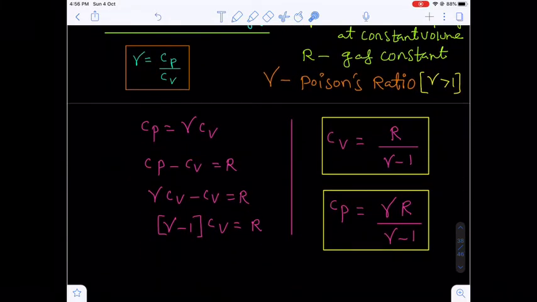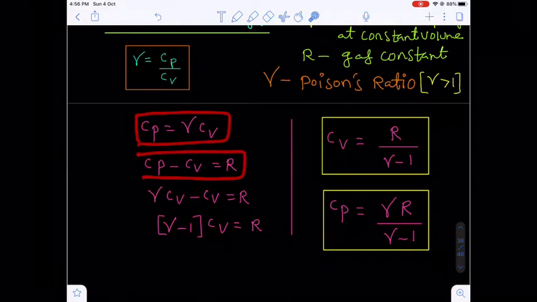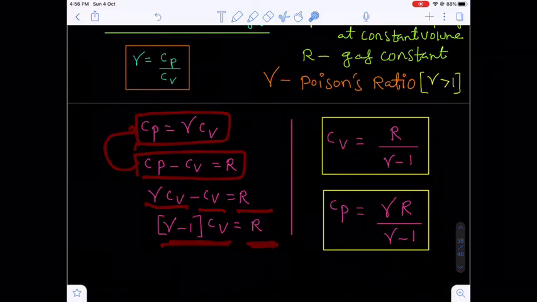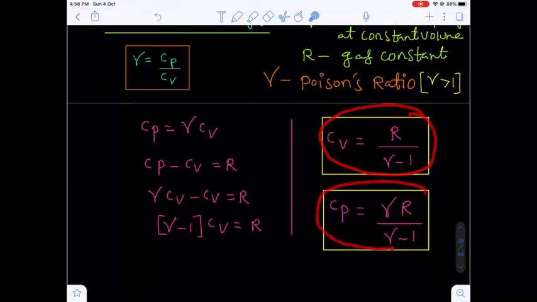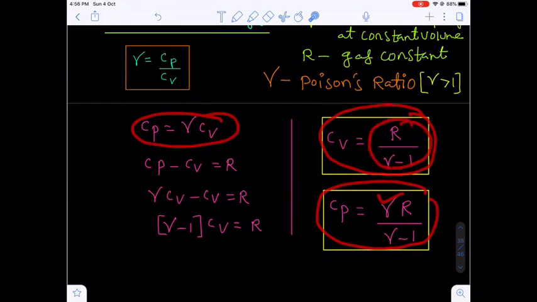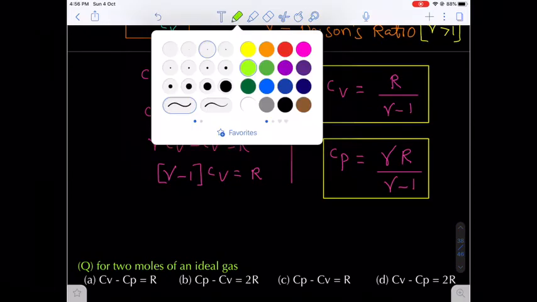Now Cp by Cv is equal to gamma. From here I can write Cp is equal to gamma times Cv. Now Cp minus Cv is equal to capital R. Instead of Cp, I write gamma Cv minus Cv is equal to capital R. From here I take Cv common. Cv into gamma minus 1 is equal to capital R, where Cv will be equal to capital R by gamma minus 1, and Cp is nothing but gamma times Cv. So gamma times Cv is nothing but gamma R by gamma minus 1. So this is a very important relation between Cp and Cv.